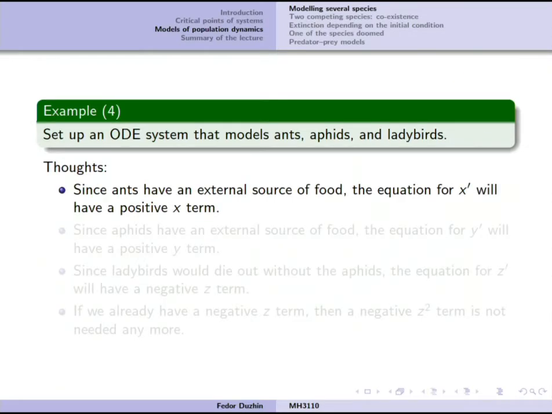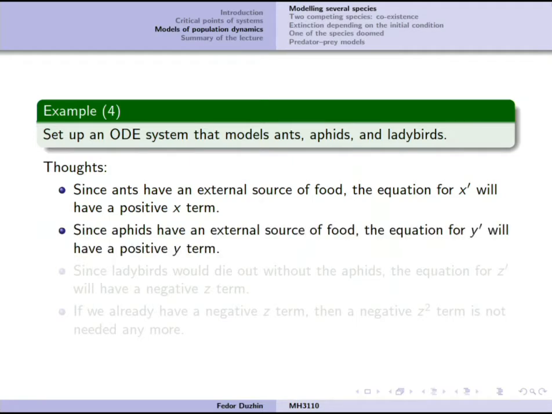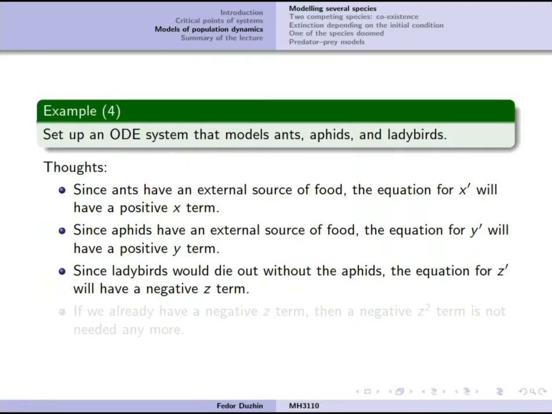Okay. Since ants have an external source of food, the equation for x prime is going to have a positive x term. The more population there is, the faster it grows. And the same for aphids. But then, it is given here that ladybirds only eat aphids, which means that without aphids, they would go extinct. That's why the equation for ladybirds is going to have a negative z term, because on its own, the population is going to disappear. So on its own, the growth rate is negative.